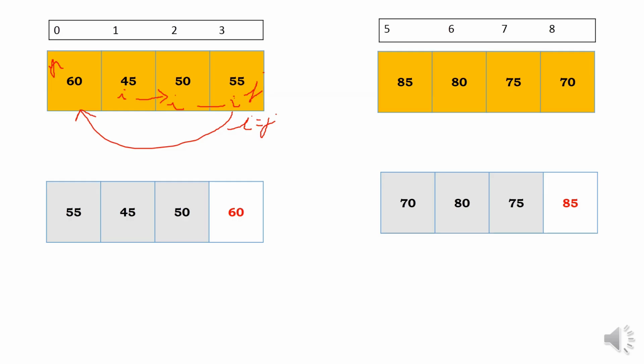Hence, we have got 55 has come to the first position and 60 has been moved to the place of 55, and now the partition s was achieved at this position, that is 3. Further, you are going to sort these three elements 55, 45 and 50. Now let us see how this right sublist is being sorted.